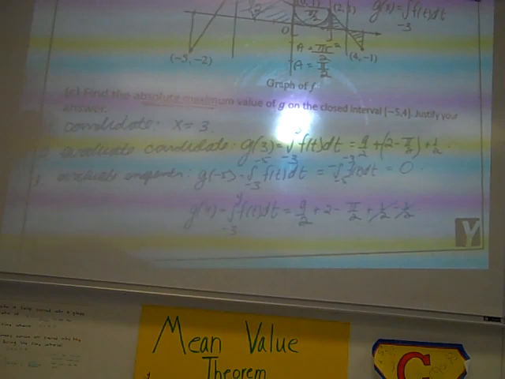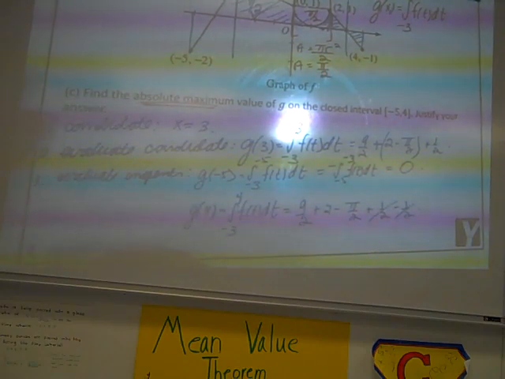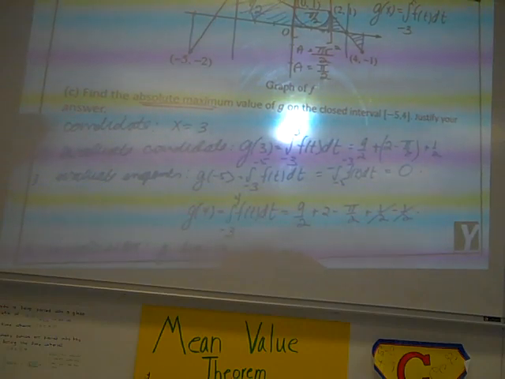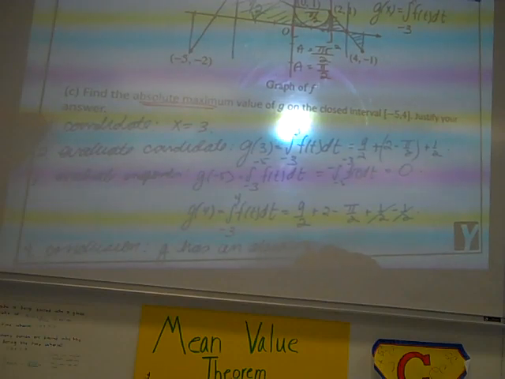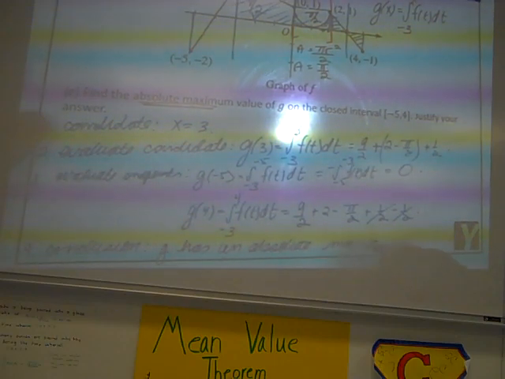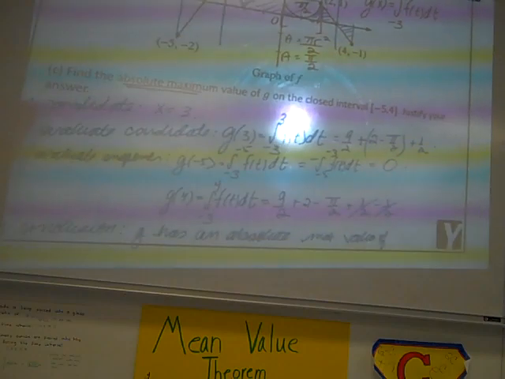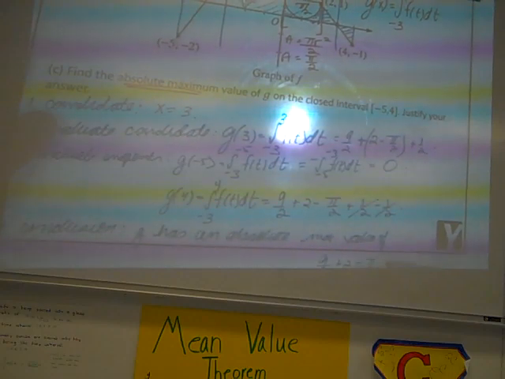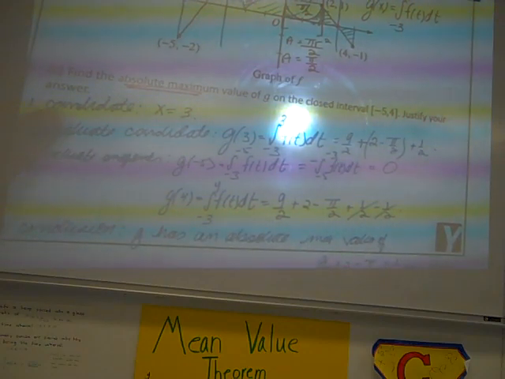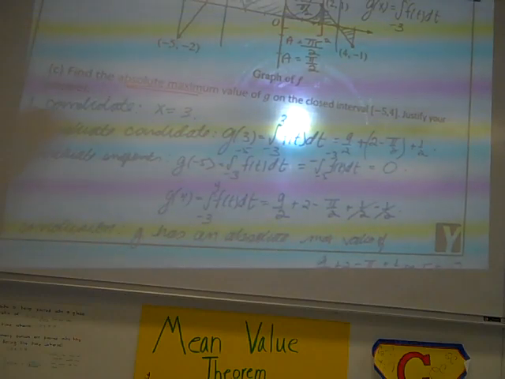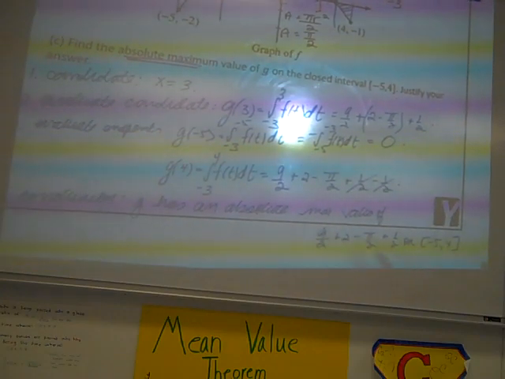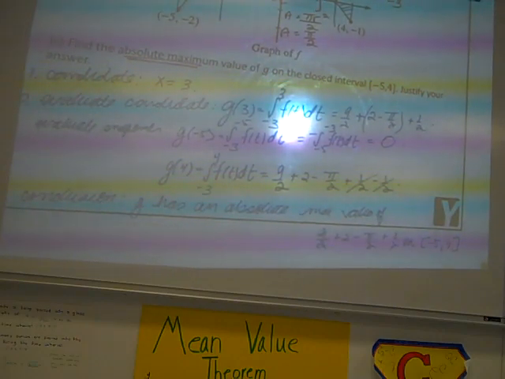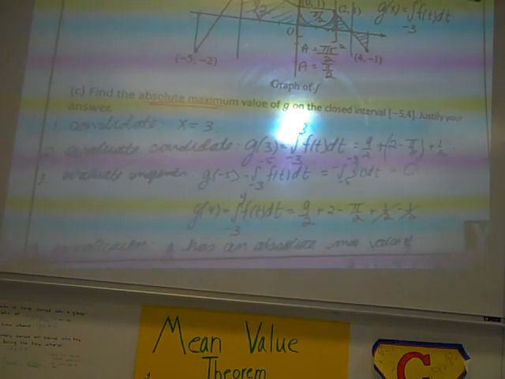Your conclusion should be: g has an absolute maximum value of, what was it? 9/2 plus 2 minus pi over 2 plus 1/2 on the interval -5 to 4. Spending time to reduce this answer, get a common denominator, is generally time wasted, time thrown away that you don't have. So please don't do that.